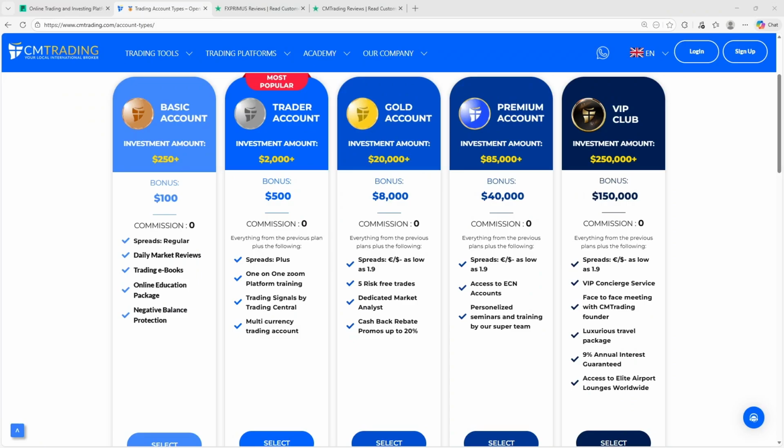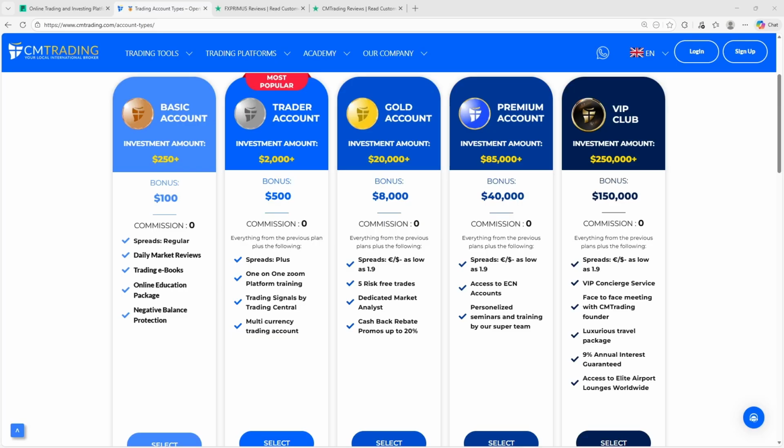CMTrading takes a dramatically different approach to pricing by centering its account structure around investment-based tiers rather than purely technical trading conditions. Entry begins with a basic account that requires a modest initial investment, offering zero commission trading with standard spreads and built-in educational resources. As traders move up through Trader, Gold, Premium, and VIP Club accounts, the required investment increases significantly, but so does the level of service, benefits, and personalized support.